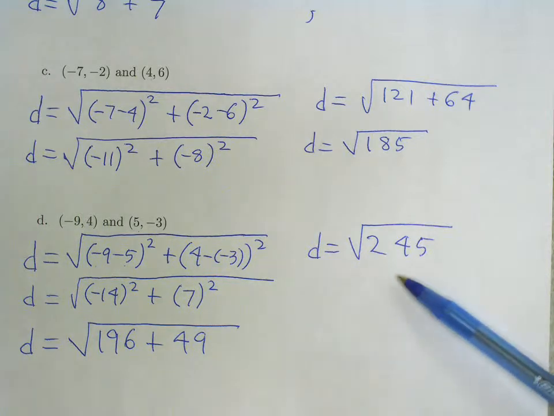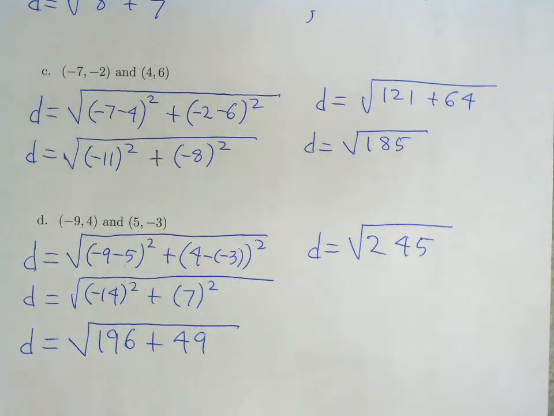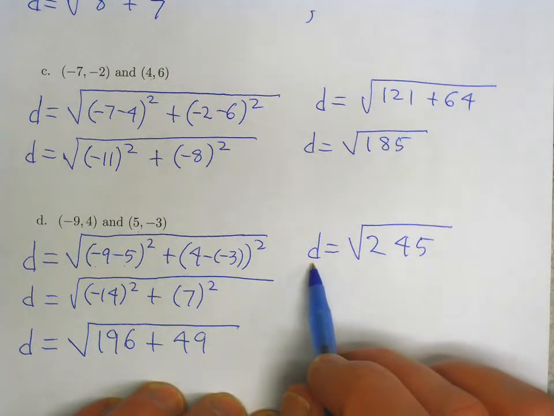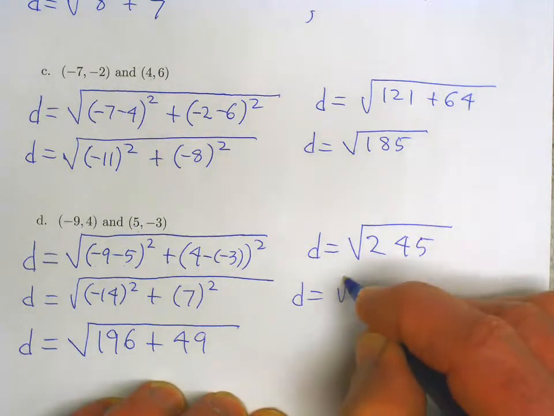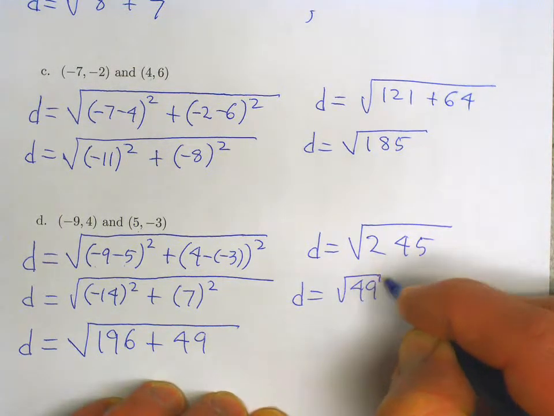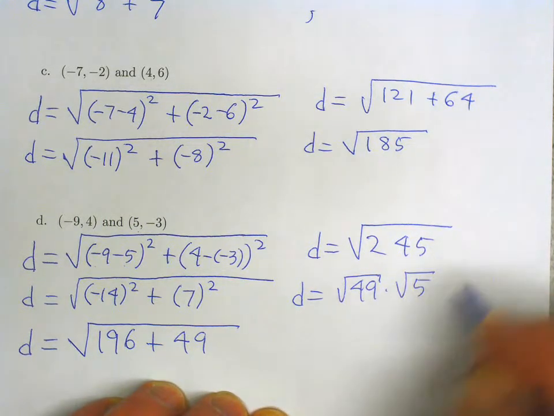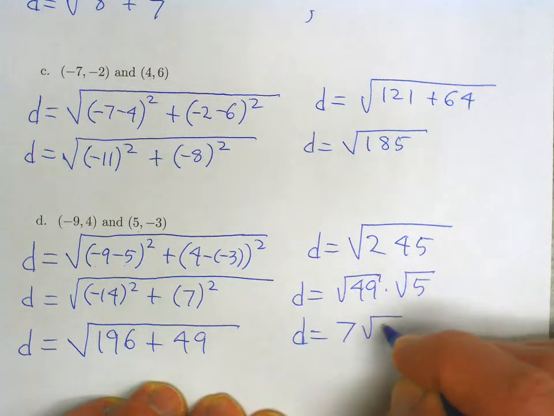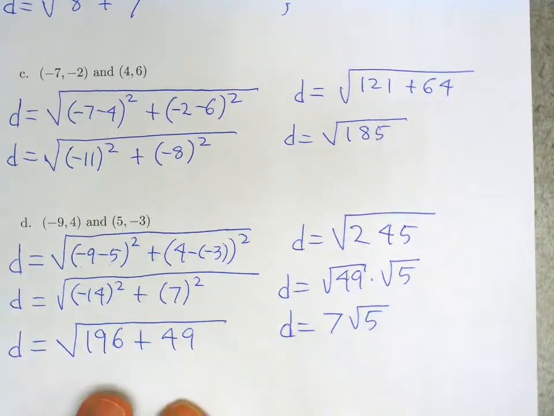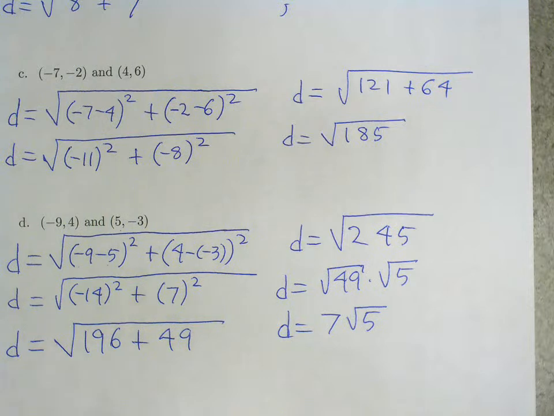The square root of 245 can be simplified. 5 will go into 245 49 times, and 49 is a perfect square. So we can rewrite the square root of 245 as the square root of 49 times the square root of 5. And then the square root of 49 is 7. So the distance is 7 times the square root of 5.